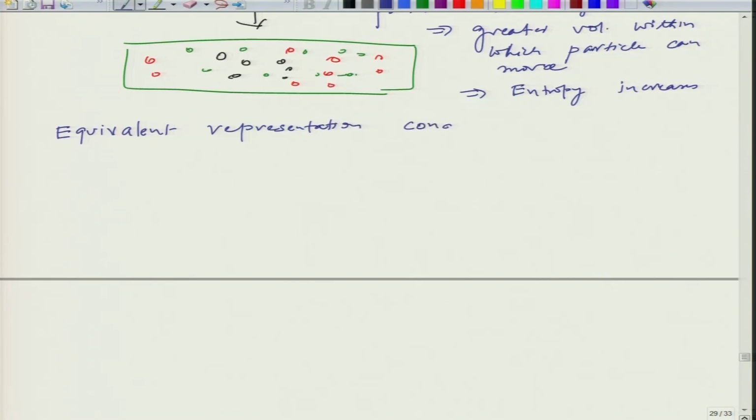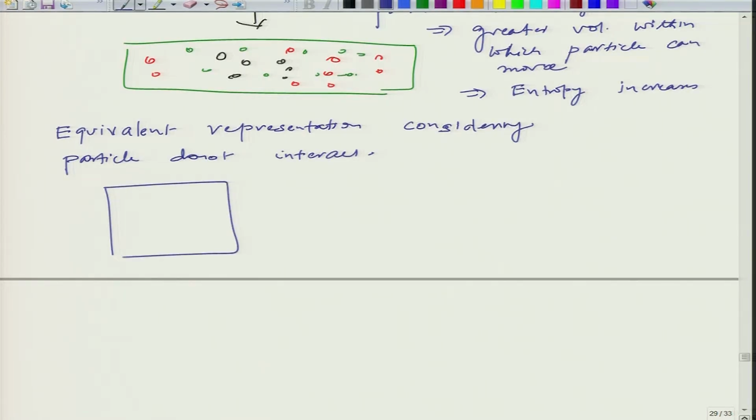considering particles do not interact, would be the following, where I can consider that, well, for a single species, let us say it's the black particles here, which were at temperature T and P, the volume initially was V_i = N_i R T by P, because of the ideal gas.